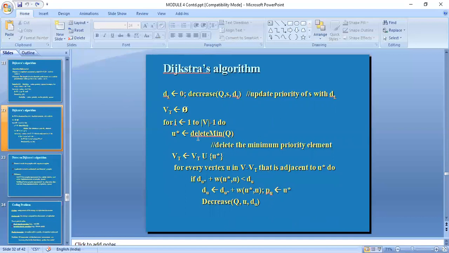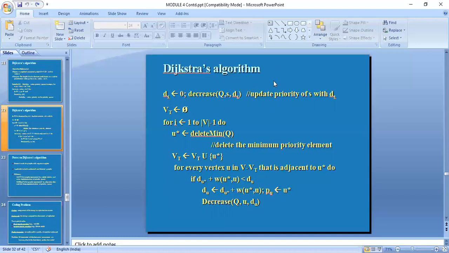So you are going to delete the minimum priority element from the queue. So u star is nothing but whichever is being deleted based on the priority. Now you are using the union operation. Union operation is nothing but VT union u star, where you will be uniting the tree vertex, whichever vertex you have taken. So for every vertex u in V minus VT that is adjacent to u star, you are checking whether the distance is lesser. If the distance you take is less, then you have to update it. So I update the penultimate vertex and the distance, and you are decreasing the queue length by 1 by reducing it from the vertex u and du.